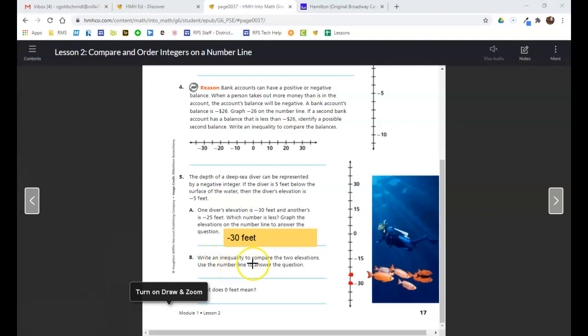We're going to write an inequality to compare the two elevations. So you could do either way. If I start with -30, I can say -30 is less than -25. Or I could say -25 is greater than -30. And our last one, what does 0 feet mean? So if I'm at 0 feet, that means the diver's at the surface of the water. Now, if you didn't write exactly what I just said, if you said he was at the water level or something like that, that is completely fine.